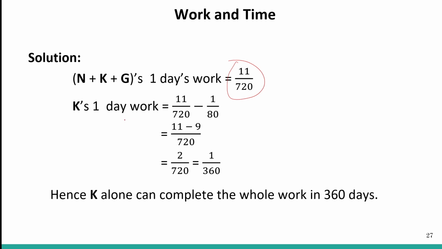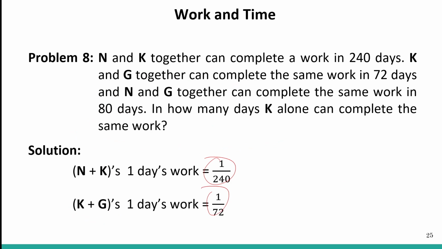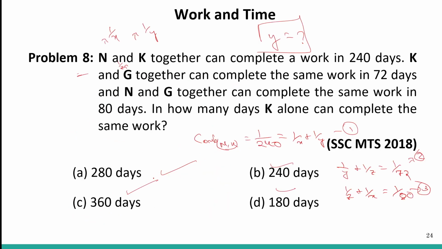So K's 1 day work will be 11 by 720 minus 1 by 80. That is equal to 2 by 720, which is 1 by 30. So 1 by 30 means it will take 360 days for K alone to complete the whole work. So the answer will be 360. 240, 280, and 180 are all wrong. So it will take 360 days for K to complete the work alone.